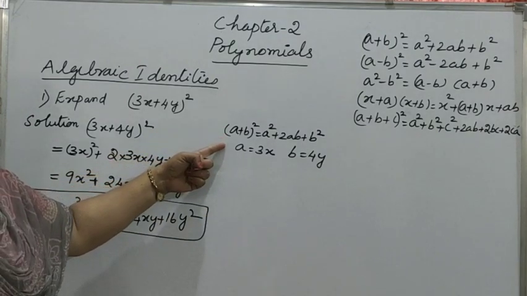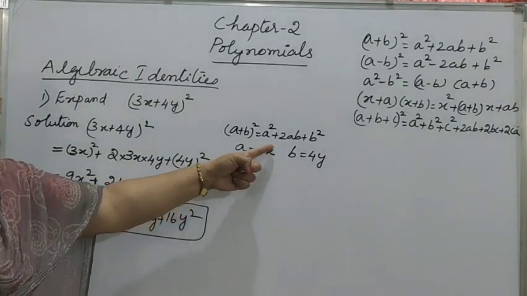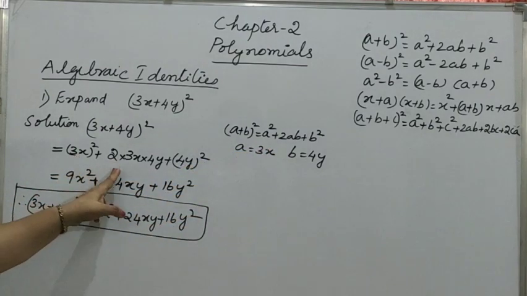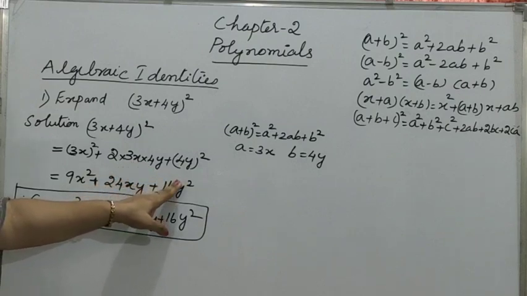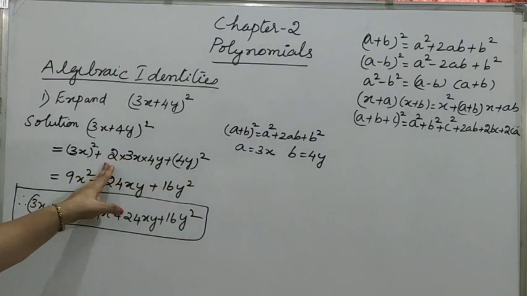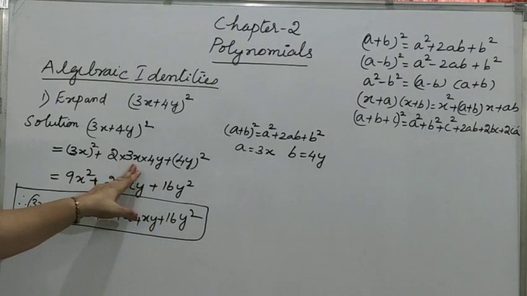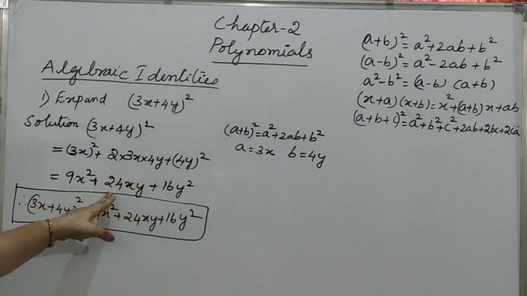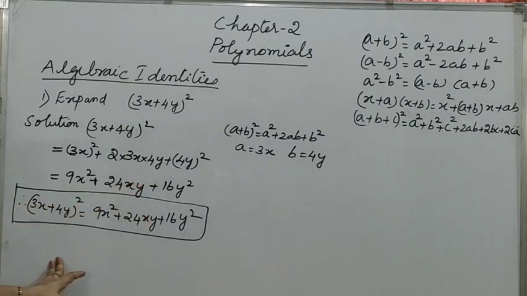If (a + b)² is the identity, the terms are a² + 2ab + b². So here also (3x)² plus 2 into 3x into 4y plus (4y)². This square is distributed to 3 and x, so it is 9x². Similarly here 16y². Middle term multiplication, 2 into a means 3x, b means 4y, so 2 into 3x into 4y, so it is 24xy. Therefore our answer, what is the answer? (3x + 4y)² = 9x² + 24xy + 16y².